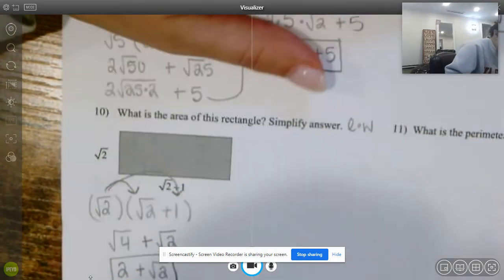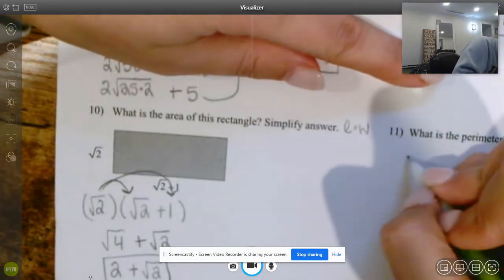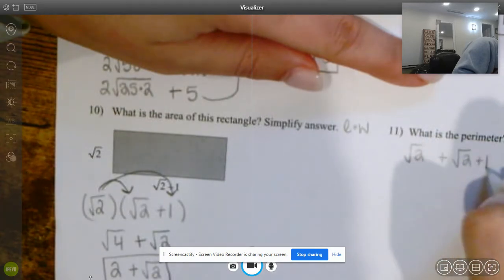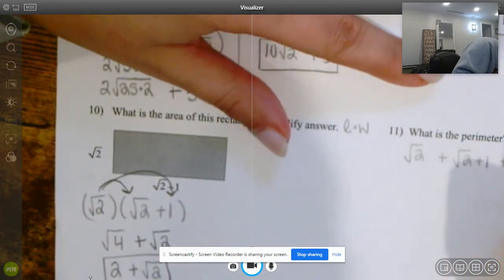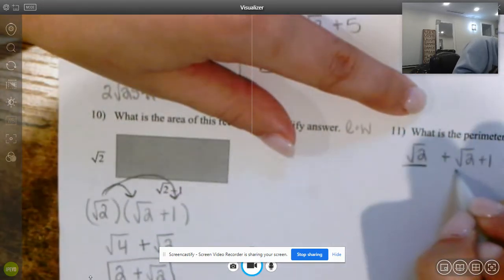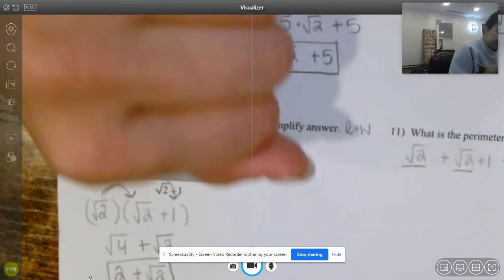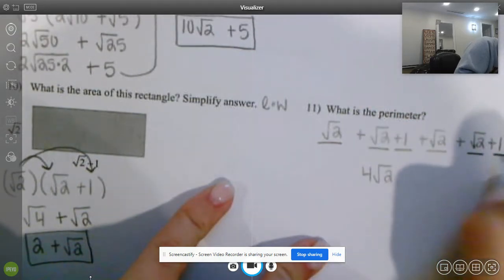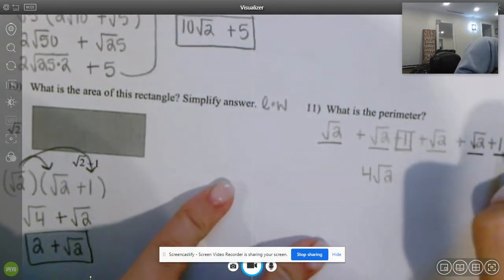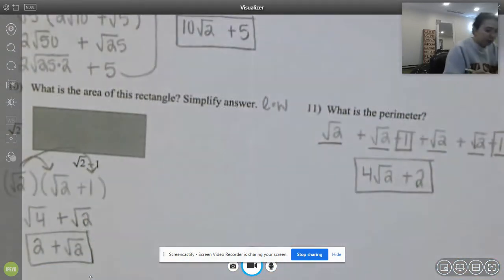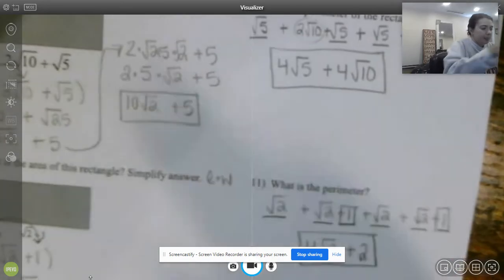Now for our perimeter, though, it gets to be a little bit interesting. We have the square root of 2 plus the square root of 2 plus 1 plus the square root of 2 plus the square root of 2 plus 1. So we have 1, 2, 3, 4, 4 root 2 plus 1, 2. Maybe I'll box those since they're the same. 1 plus 1 is 2. And this is our perimeter of the rectangle.